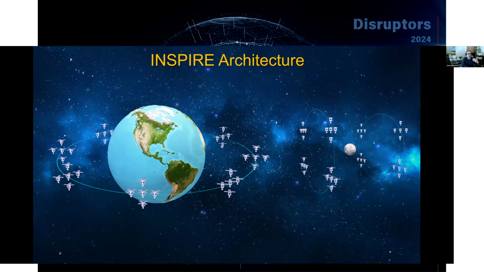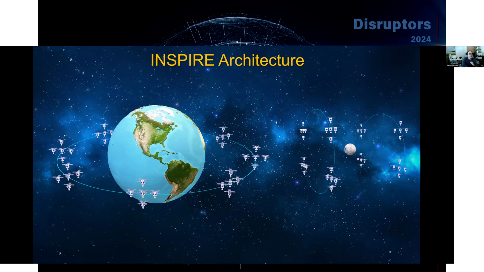So what are the next goals for us? We want to implement this network, what we call the Interplanetary Space Internet Network. We call that INSPIRE. And we actually patented this technology, this network topology. We got the patent a couple of months ago.